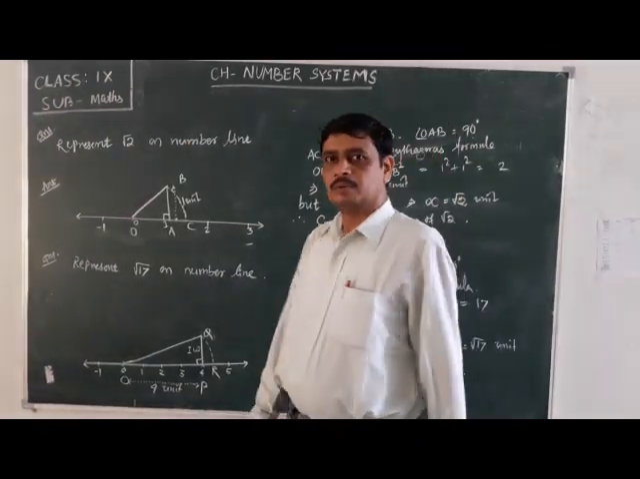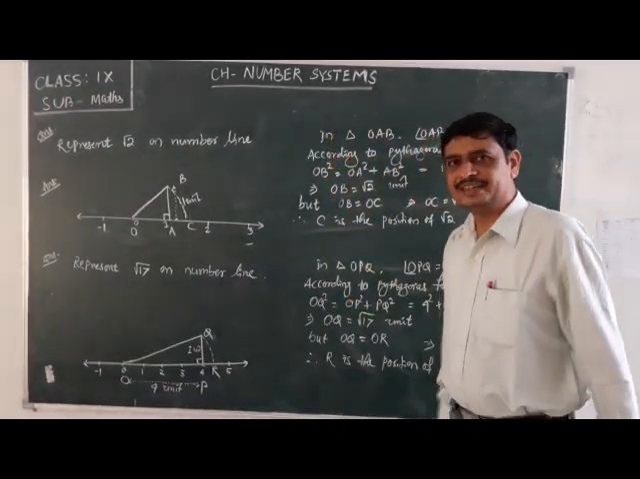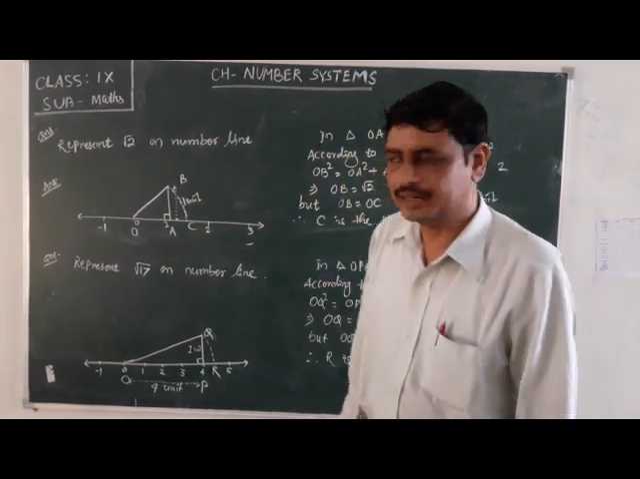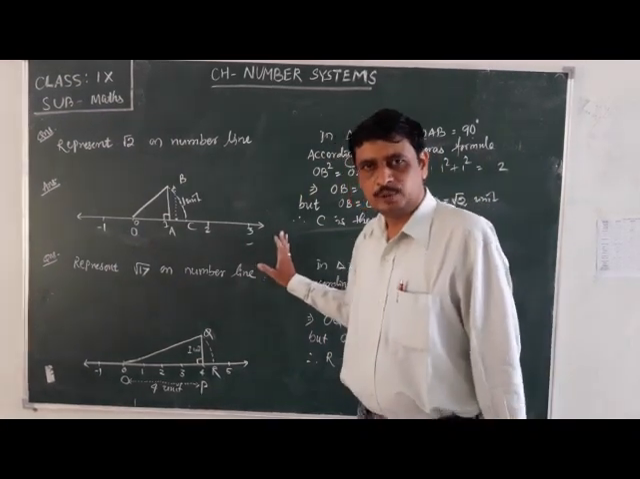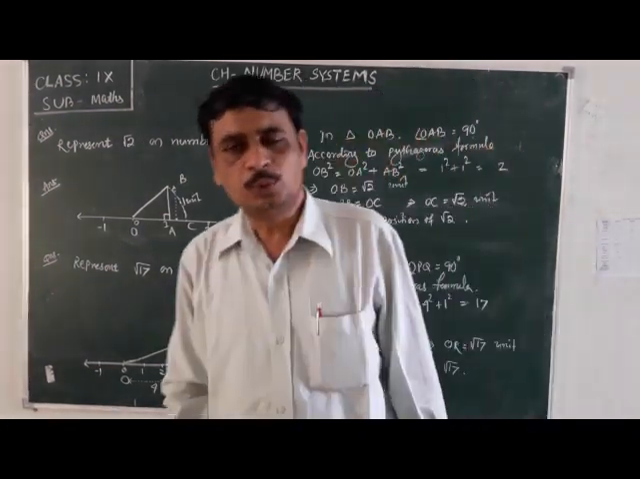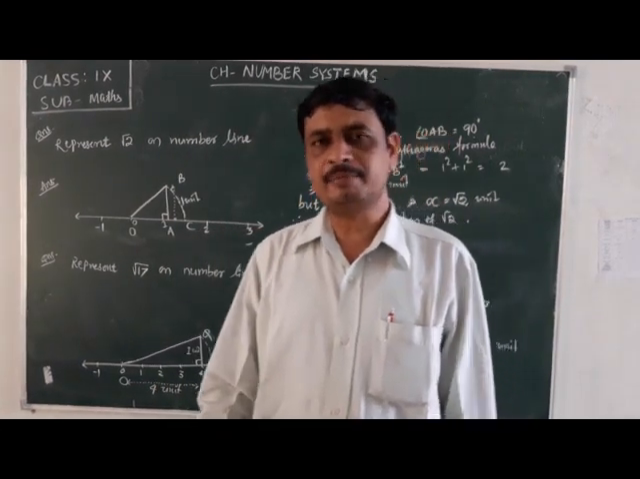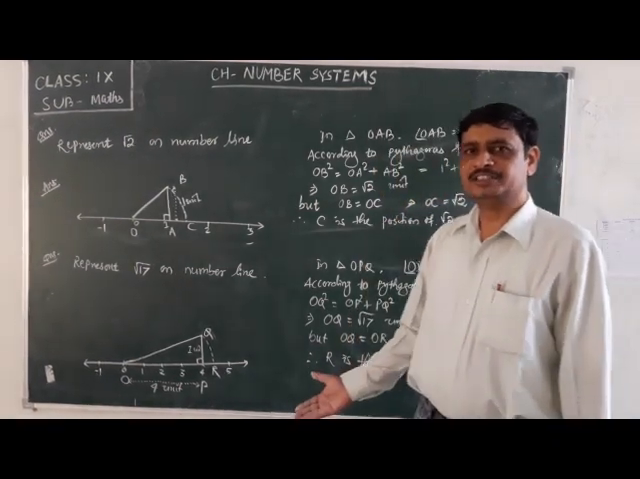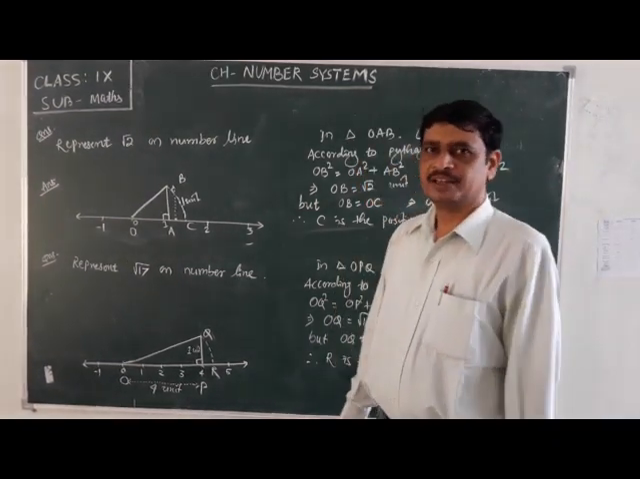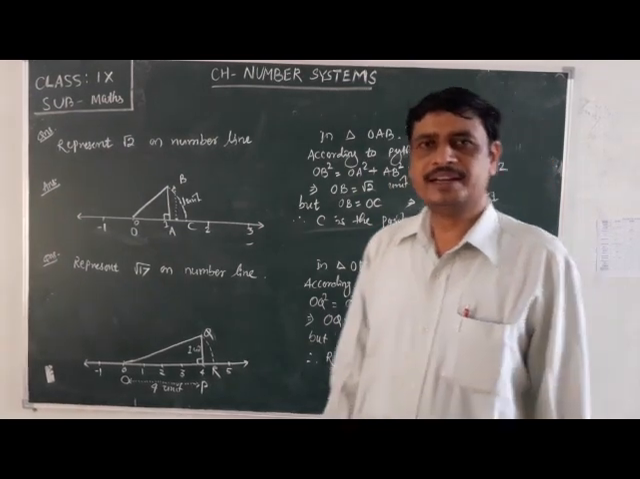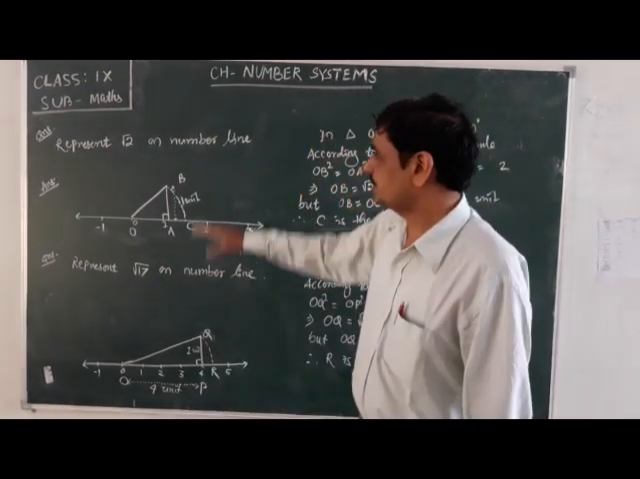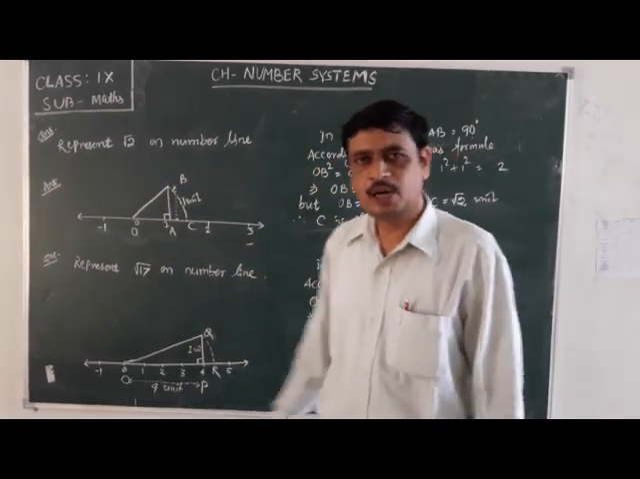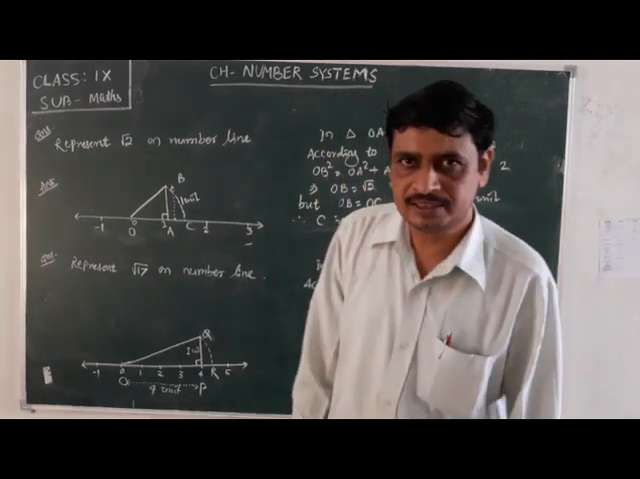Now we will discuss how we represent or locate any irrational number on the number line. When it is asked to represent any irrational number like root 2, root 3, root 5, root 7, root 19, root 21, etc. on the number line, how can we locate them? First question: represent root 2 on the number line.